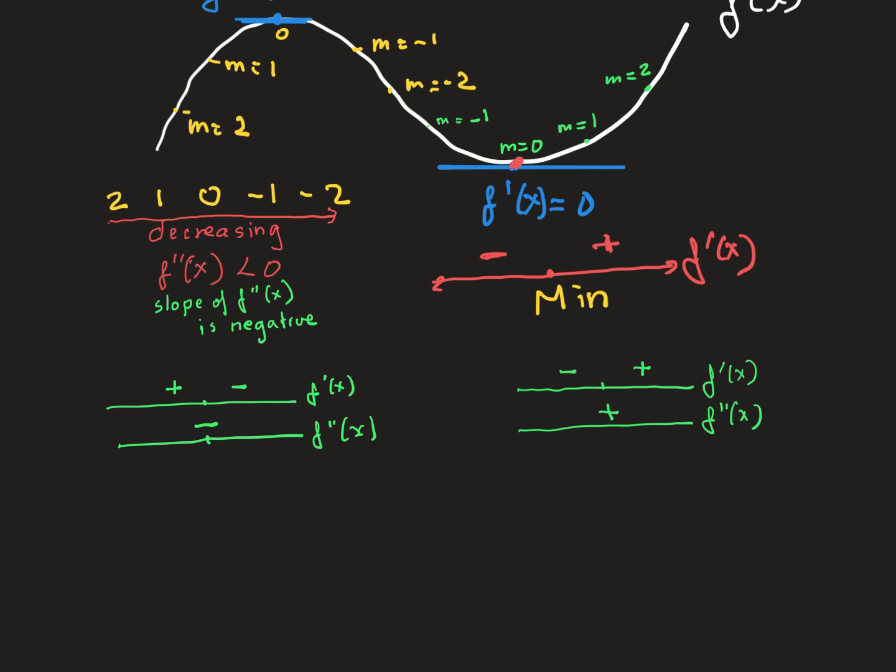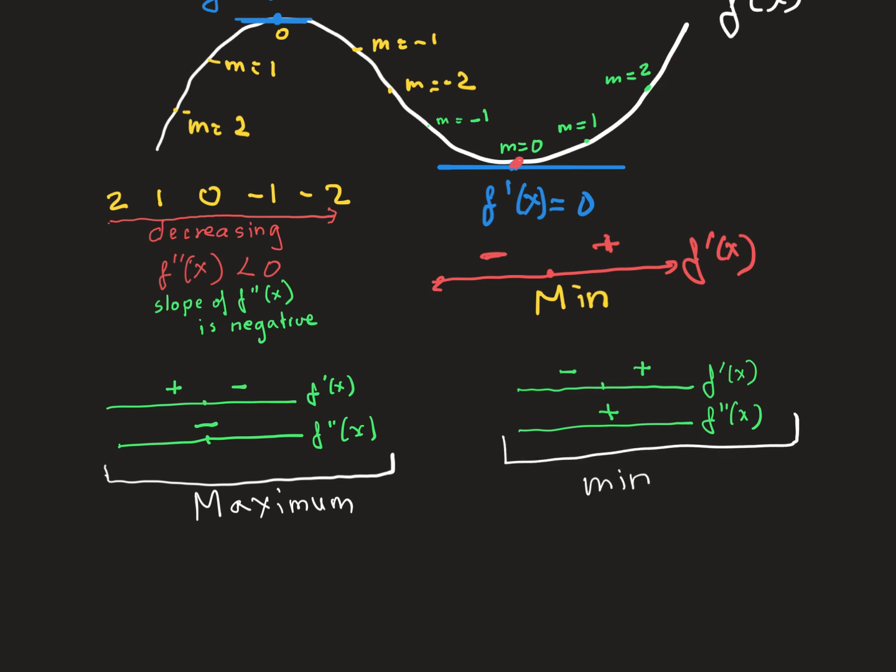And in conclusion, you'll find that these are the sign diagrams for a maximum turning point, and these are the sign diagrams for a minimum turning point.